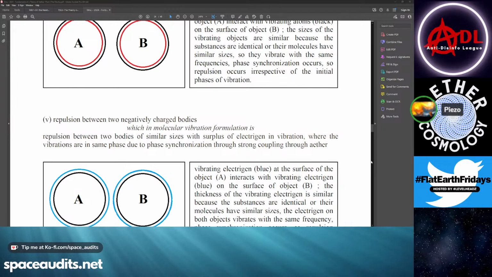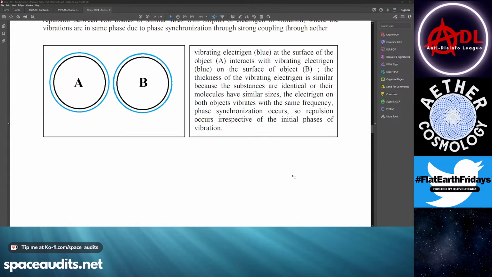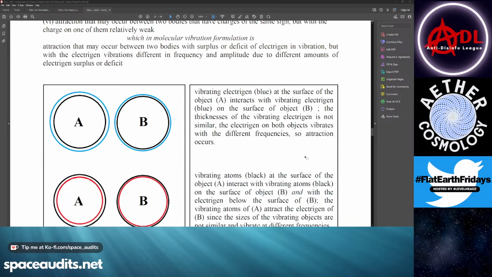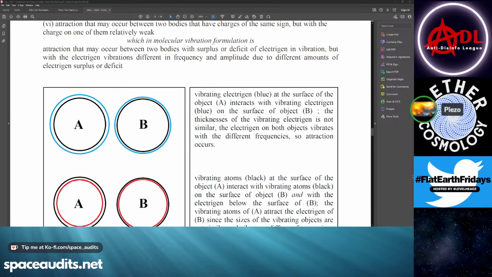Repulsion between two negatively charged bodies while in molecular vibration form. Yeah, okay, that's the outside, and there's repulsion between those. So he's basically saying if you find two like states, they're going to repulse. And then can you go down to number 6? Then two like states of slightly different magnitudes create attraction.